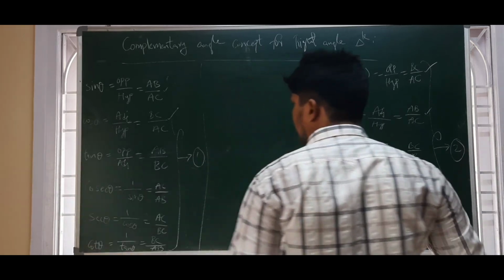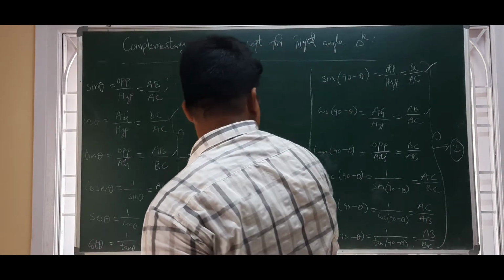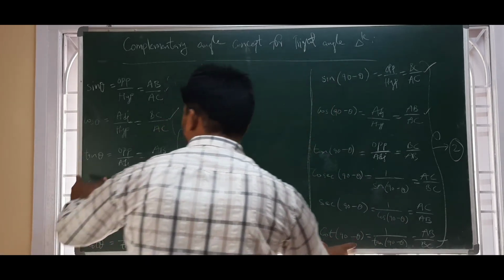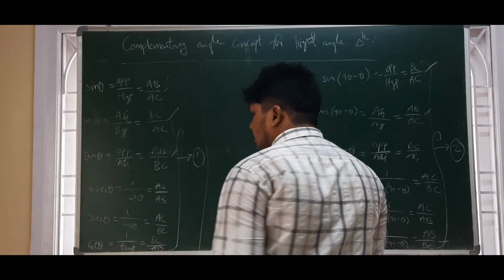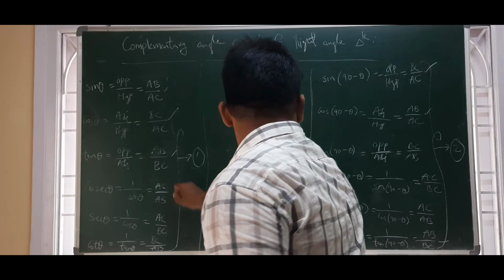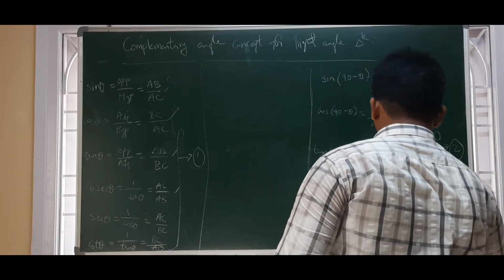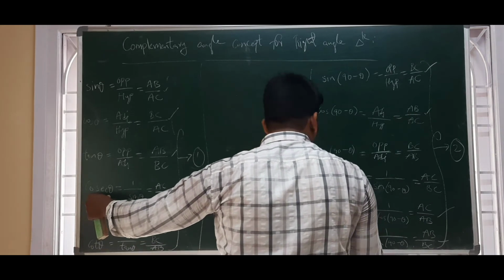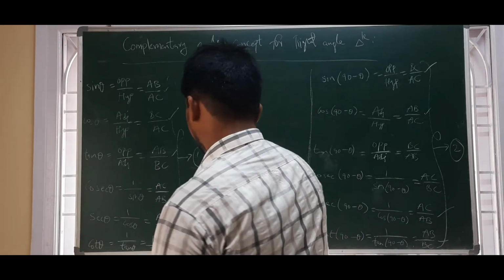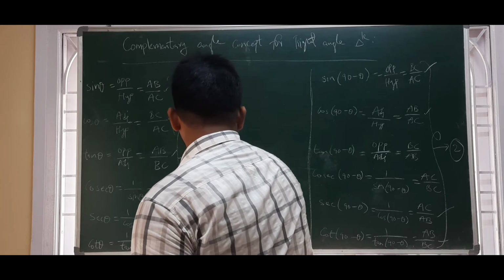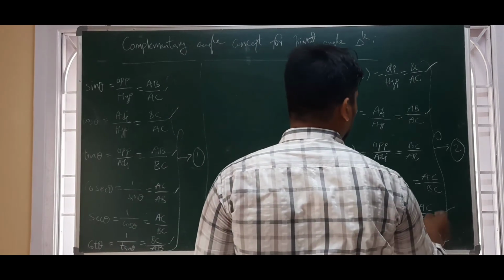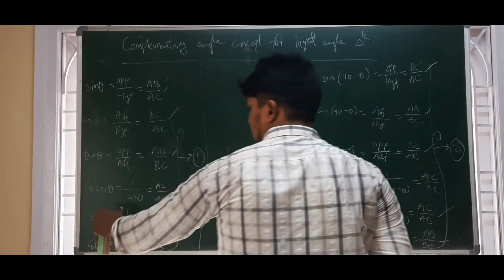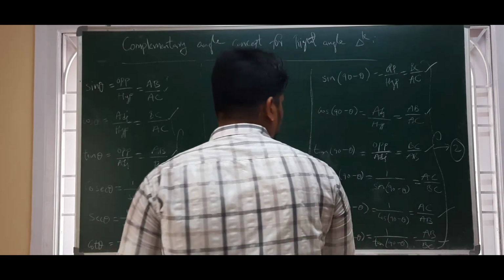And similarly, here it is AB by BC, here it is AB by BC. Cot 90 minus theta is tan theta. And similarly, here it is AC by AB, and here it is AC by AB. So secant 90 minus theta is cosecant theta. Similarly, BC by AB, BC by AB. Tan 90 minus theta is cot theta.